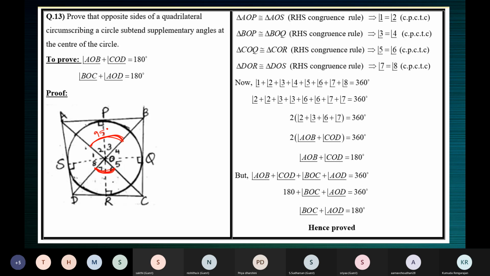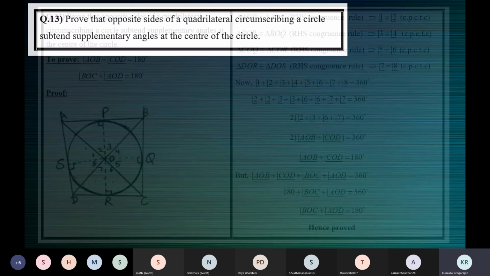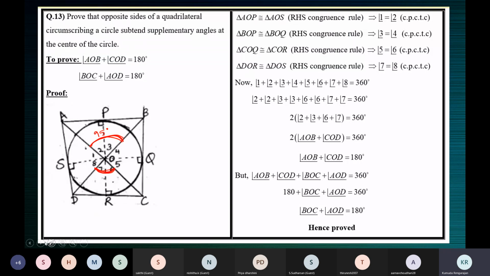Eighty-five degrees. Because opposite angles are supplementary. 95 plus 85 is 180. I don't know why the class was quiet.